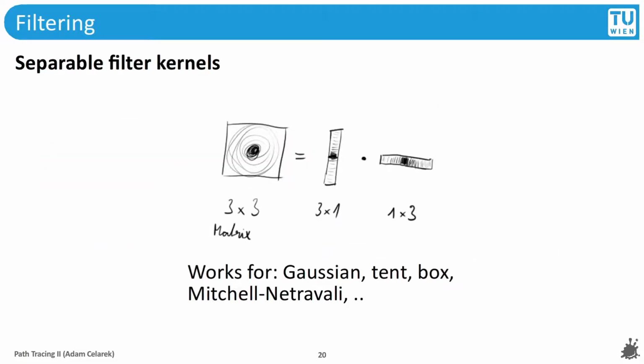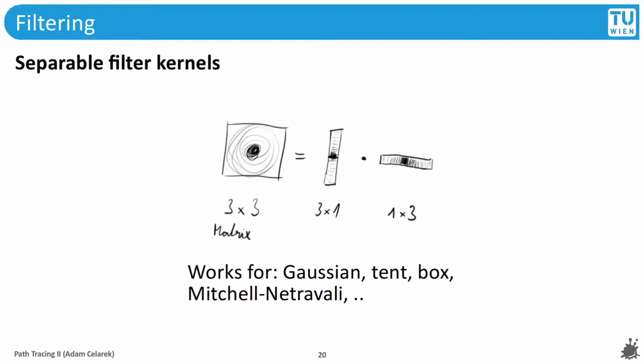Many discrete smoothing filters are separable. That means that the matrix of the filter can be computed as the outer product of two vectors. This applies, for instance, to the Gaussian, the Tent, the Box, and the Mitchell-Netravali filters. And since these filters are symmetric, the two vectors have the same values.